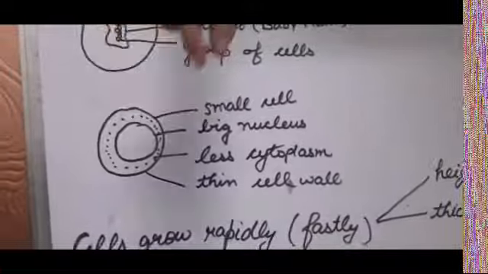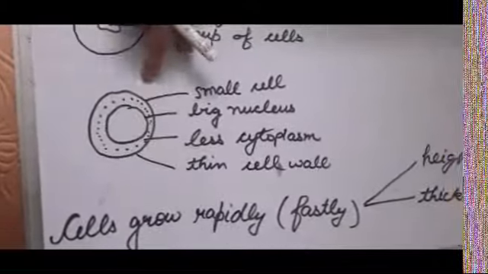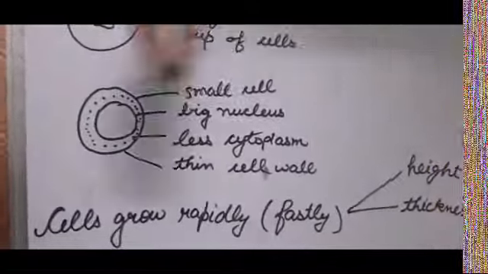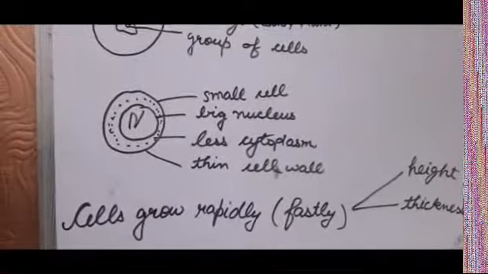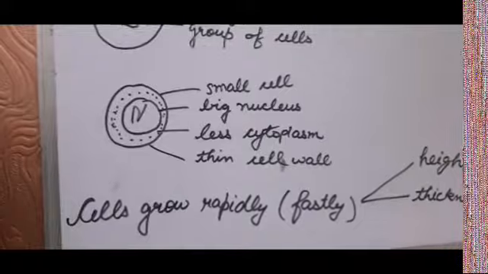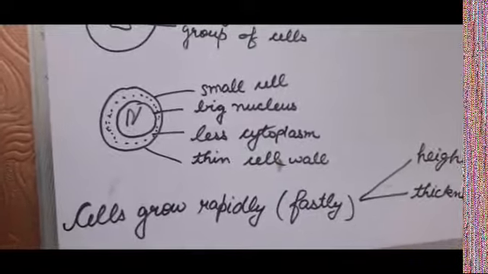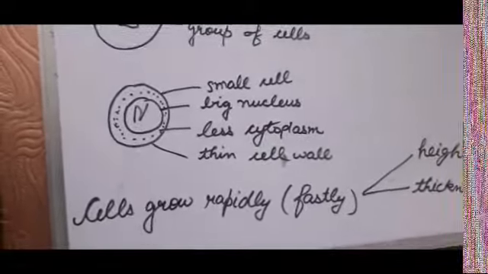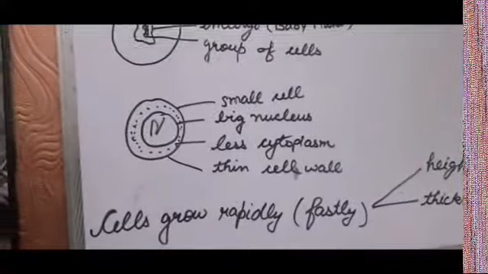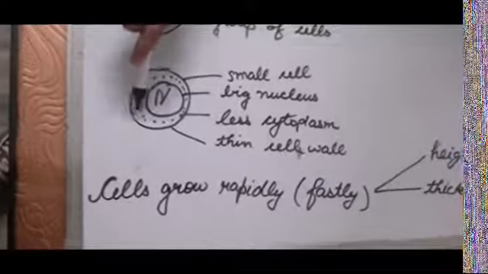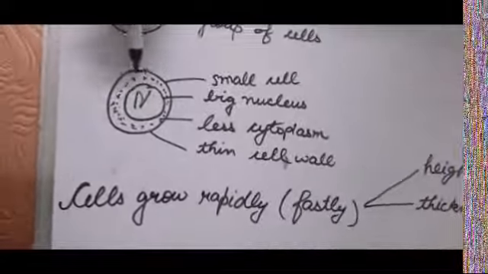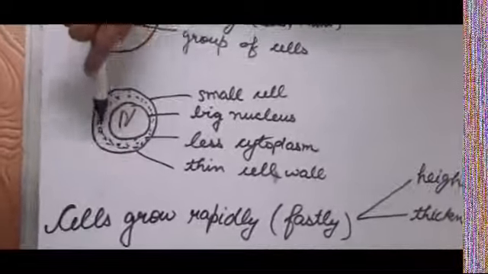This is a very small cell, but inside, the nucleus is very big. You can see in your previous class, in your 6th class, we talked about the chapter cell. You have already learned that the cell has a cell wall on its outside. The plant cell has a cell wall, and the cell also has a nucleus in the center, and there is a liquid called cytoplasm. So this liquid is called the cytoplasm.